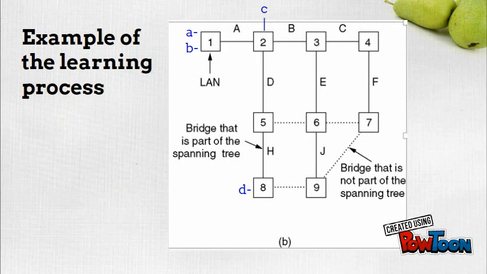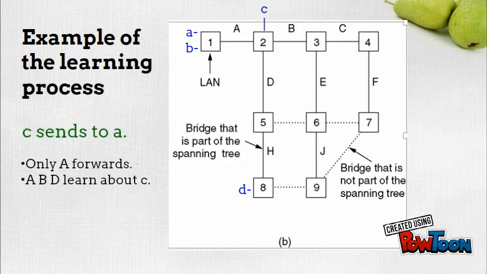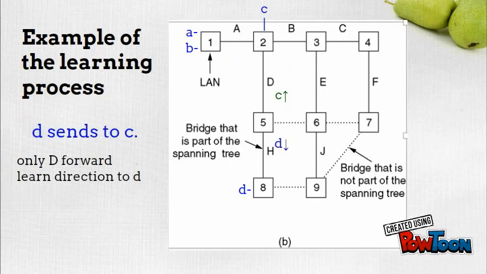Here we have an example of the learning process. The first step is A to D, which is flooded, and the bridge learns the direction to A. The second step is C to A. Only A forwards it, due to what it learned in the first step, and in this step A, B, D know the direction to C. The third step is D to C. Only D forwards it and learns the direction to D.